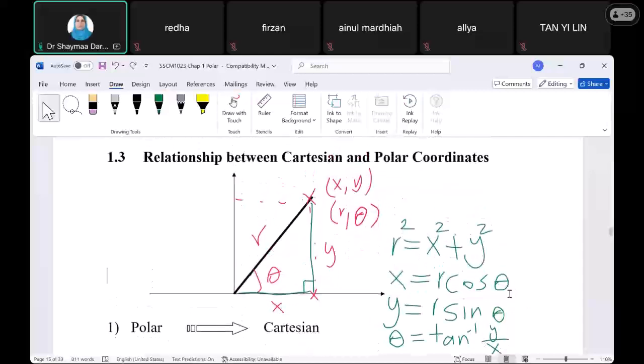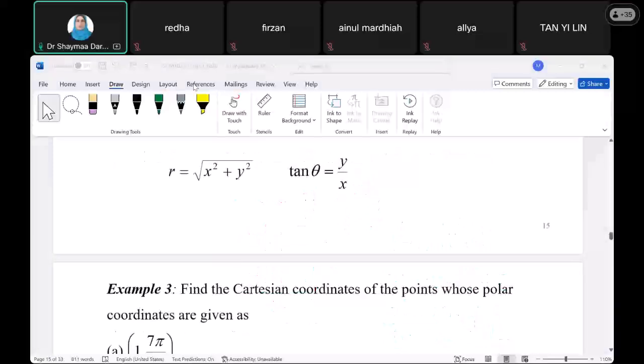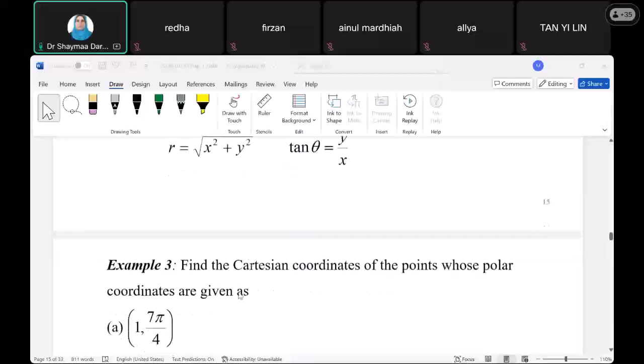By using these four relations, r squared equals x squared plus y squared, x equals r cos theta, y equals r sine theta, theta equals tan inverse y over x, we can convert any point or any equation from Cartesian to polar or from polar to Cartesian, only using these four relations. So I need to use these four relations to convert from Cartesian to polar.